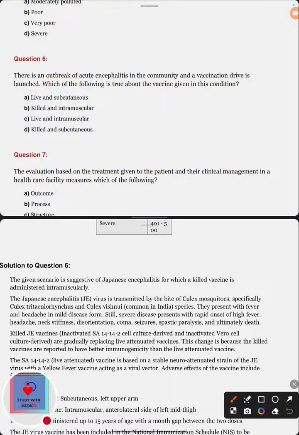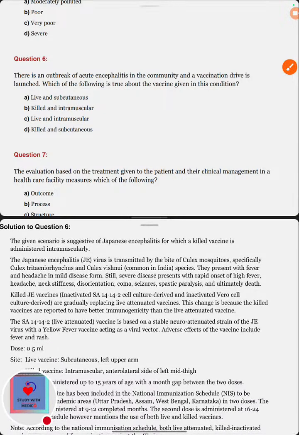So vaccination is launched because there is an acute encephalitis outbreak. Is it live and subcutaneous, killed and intramuscular, live and intramuscular, or killed and subcutaneous? In the given scenario, this is suggestive of Japanese encephalitis, which is a killed vaccine administered intramuscularly. This vaccine is a killed vaccine and is given intramuscularly.